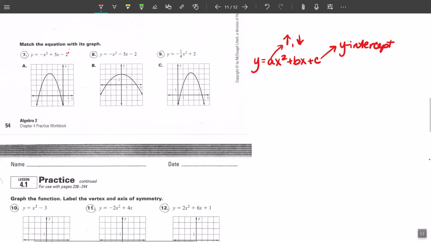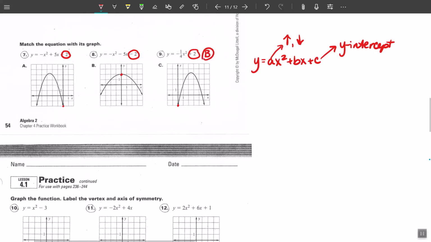So we can come back over here and narrow down a little bit. Number 8 has a c value of -2, while number 9 has a c value of +2. We can look and see that graph A is going to have a y-intercept of -2, graph B will have a y-intercept of +2 up here, and C has a y-intercept again of -2. All right, so that helps us a little bit. That helps us narrow down that number 9 is most likely going to go with B.